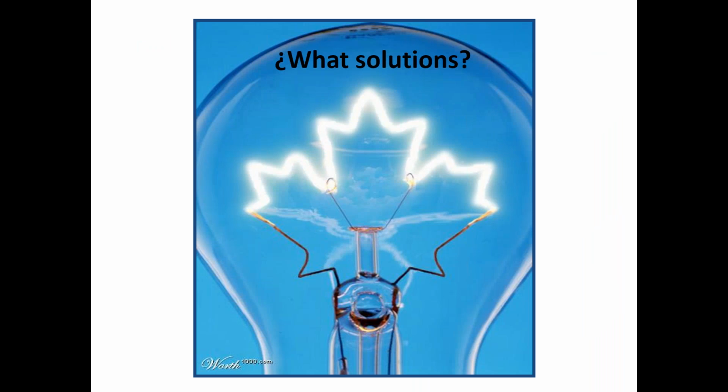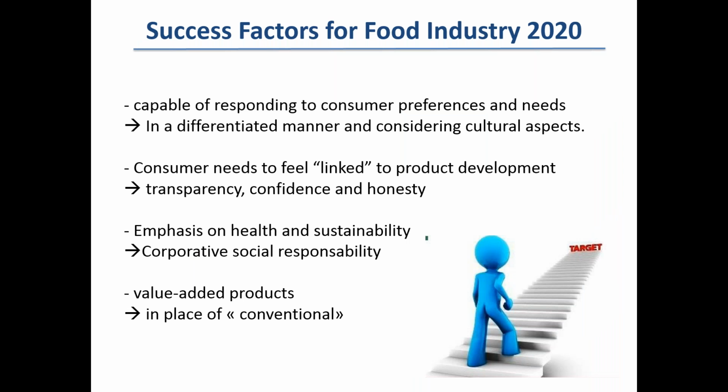Okay, so what are the solutions? What can we do? How can we help? Well, here, if we want to have a food industry, and I think I have a 2020 horizon, but nowadays we are already looking at the 2030 horizon. For example, the European Technology Platform, Food for Life, has already put out a document within that horizon. It's really very important to be able to respond to consumer preferences and needs in a differentiated manner, and undoubtedly considering the cultural aspects. These have to be considered very, very well, especially within the global situation that we live in.